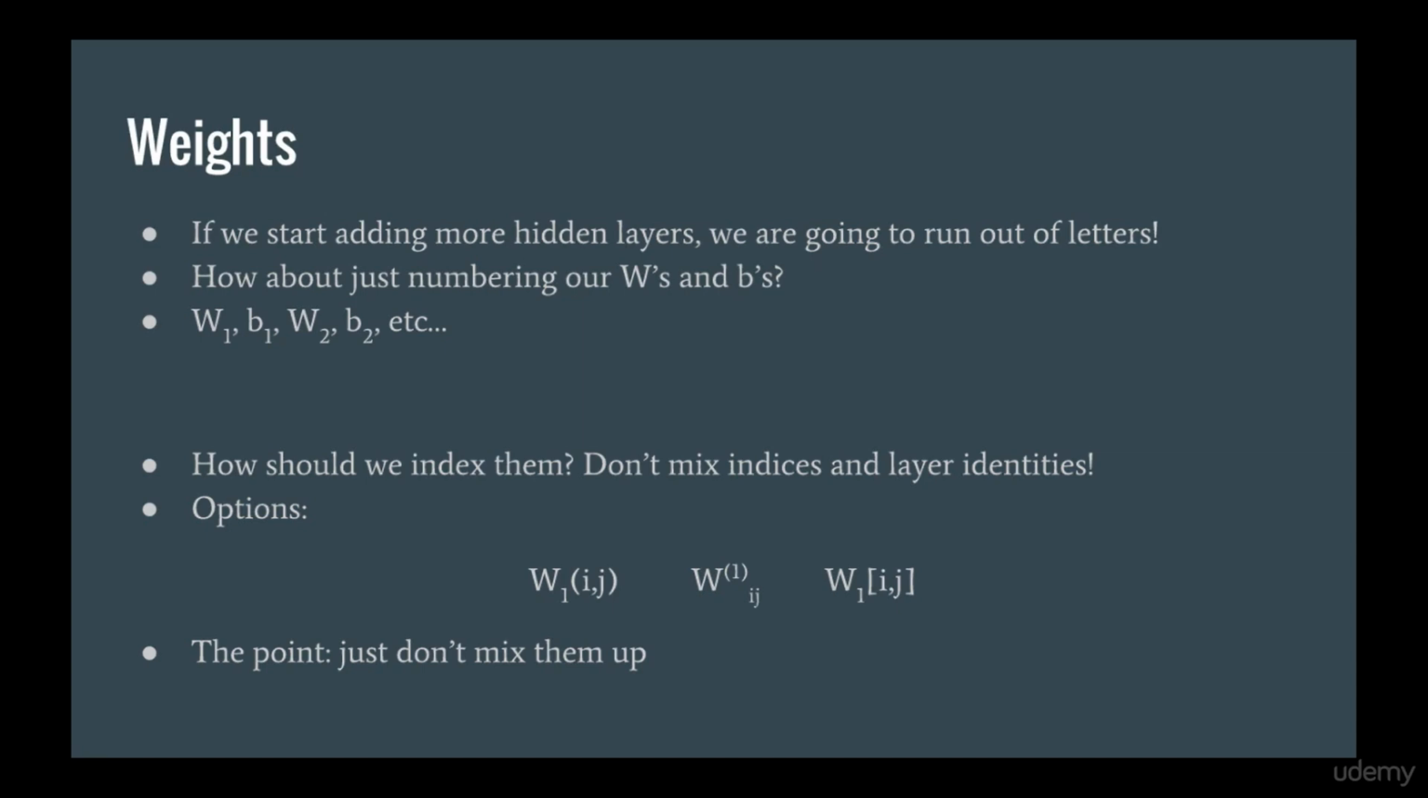Because W and B are now numbered, you have to index them in a different way than those numbers. For example, you can't make them all subscripts since that would be confusing. One way to do it would be to have the layer number be a subscript, and then put the indices in brackets or parentheses. Another way would be to have the layer number be a superscript, and then have the indices be subscripts. Either of these are fine as long as you don't mix them up.